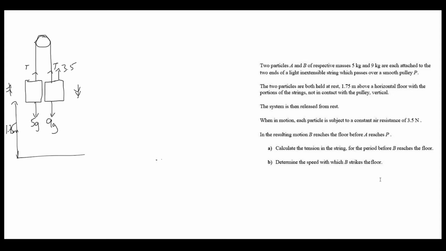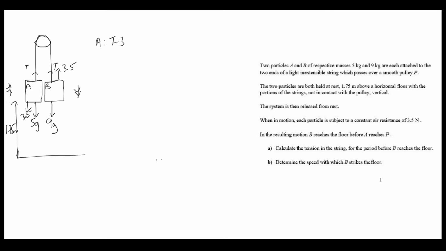The same is true for particle A. We're going to have the 3.5 newtons going against the direction of motion. So particle A is going to be heading up, and the resistance is going to be heading down. So this is how we'll model the 3.5 newtons. Okay, the model looks complete. We can start to generate some equations from there. Let's just label these. So this is A and B. And we'll start by thinking about A.